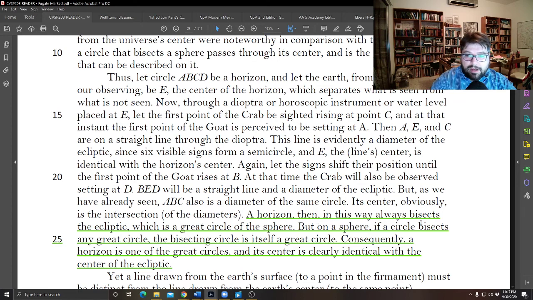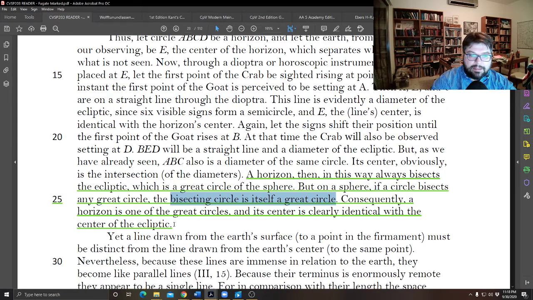A horizon then, in this way, always bisects the ecliptic, which is a great circle of the sphere. But on a sphere, if a circle bisects any great circle, the bisecting circle is itself a great circle, meaning the circle of our horizon is itself a great circle. A great circle is a circle that bisects the sphere that it's on, so it bisects the sphere of the universe. Consequently, a horizon is one of the great circles, and its center is clearly identical with the center of the ecliptic. So no matter where you are, it looks like you're at the center of the ecliptic, the center of the universe.